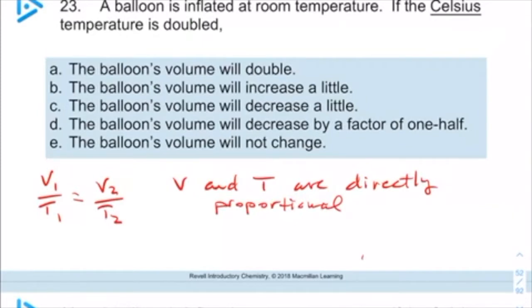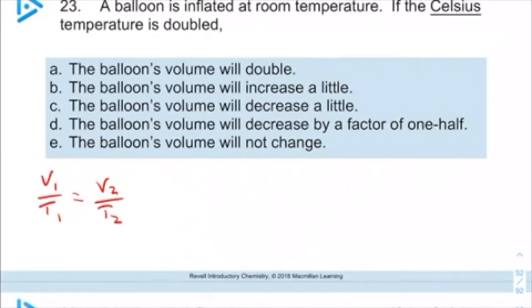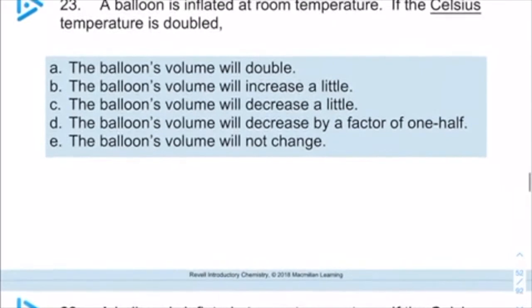That means that if V goes up, T goes up, and if V goes down, T goes down, and vice versa. Remembering temperature in kelvins, always. So let's see what happens if I increase my temperature by doubling the Celsius temperature. Let's see what happens with the Kelvin temperature. So I'm just going to pick some numbers.